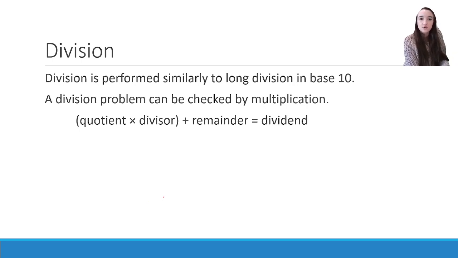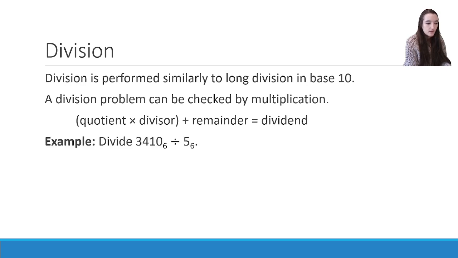Now for our last one, we look at division. So division is performed similarly to long division in base 10. A division problem can be checked by multiplication, quotient times divisor plus remainder equals dividend. So when we want to divide 3,410 in base 6 by 5 in base 6, we set it up like we would a long division problem.